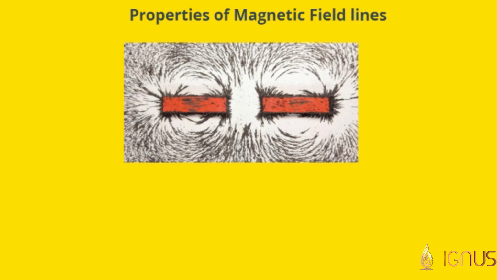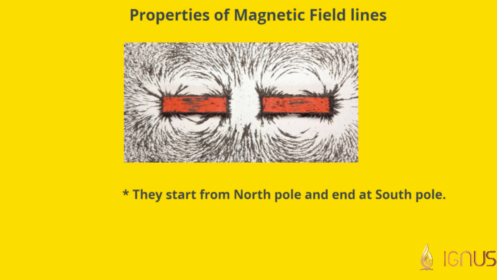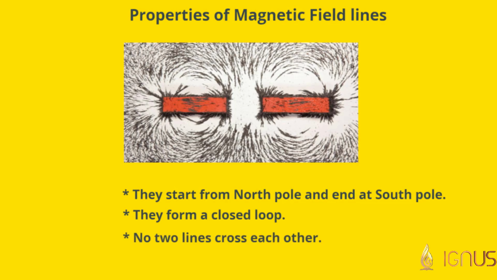Magnetic field lines have the following property. They start from North Pole and end at the South Pole. They form a closed loop. The relative strength of the field is shown by the degree of closeness of the field lines. No two lines are found to cross each other.